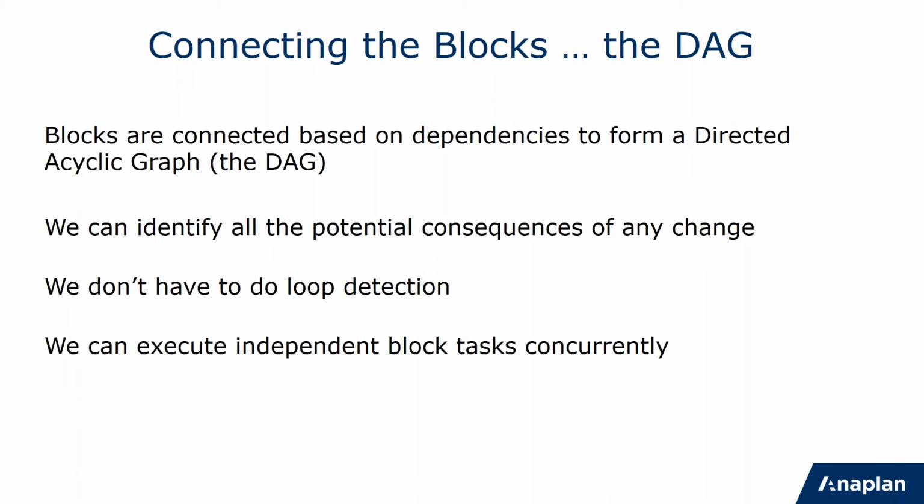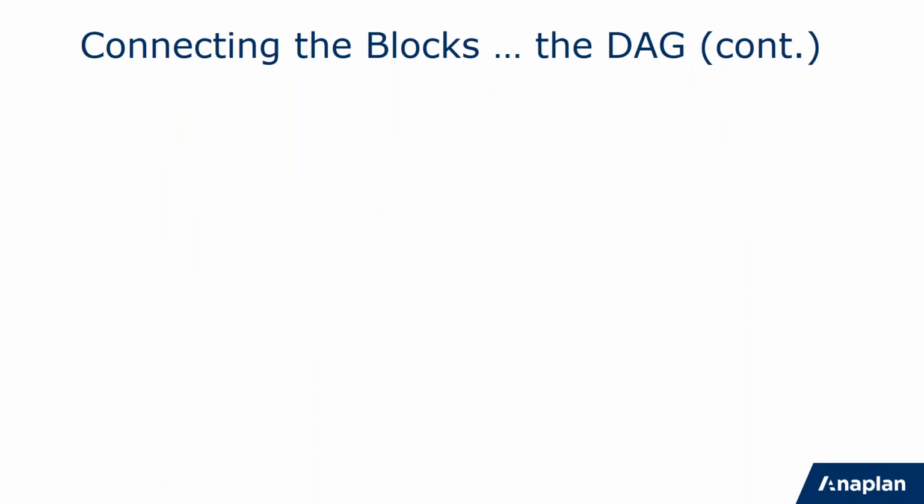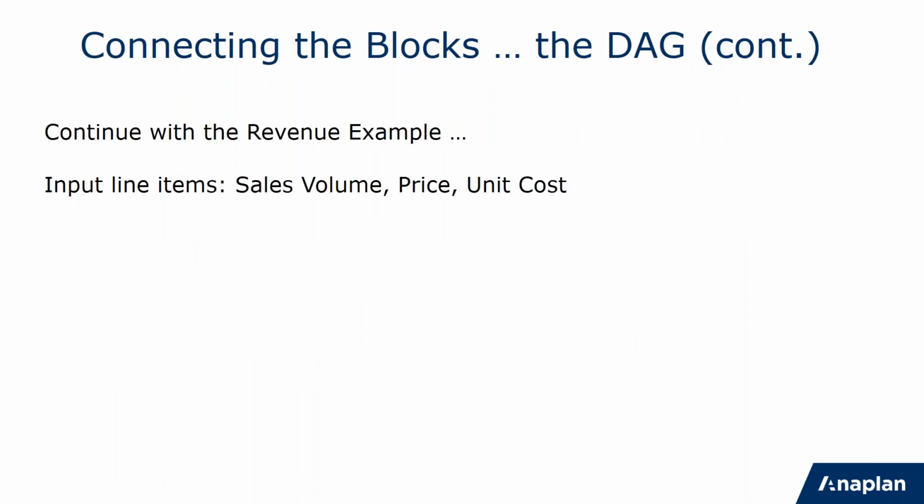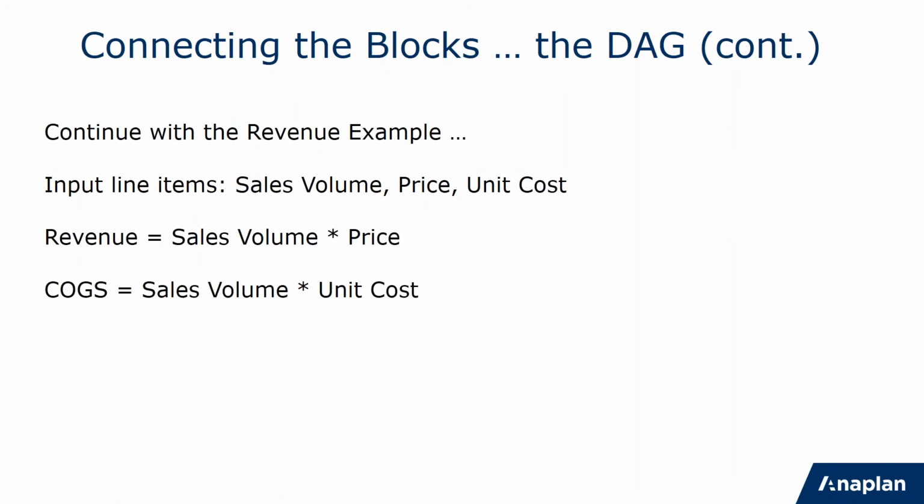And finally, we can execute independent block calculations at the same time. The servers that we run on have multiple processors, each with multiple cores. So between 64 and 144 different tasks can be running concurrently. And of course, that's only if they're independent.